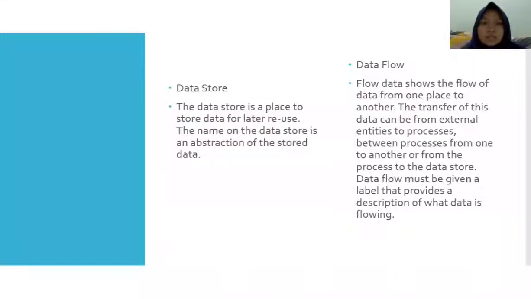Data store. The data store is a place to store data for later reuse. The name of the data store is an abstraction of the stored data. Data flow. Data flow shows the flow of data from one place to another. The transfer of this data can be from external entities to processes, between processes from one to another, or from the process to the data store. Data flow must be given a label that provides a description of what data is flowing.